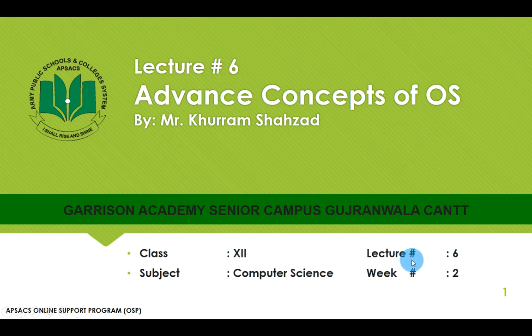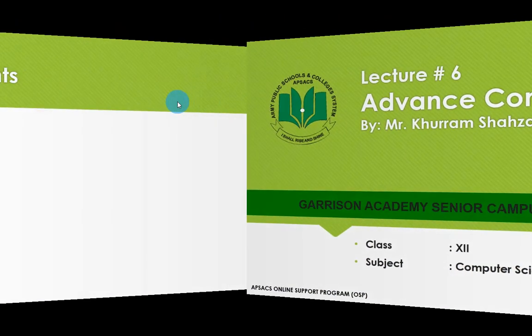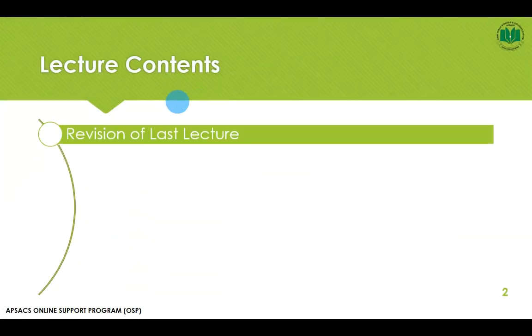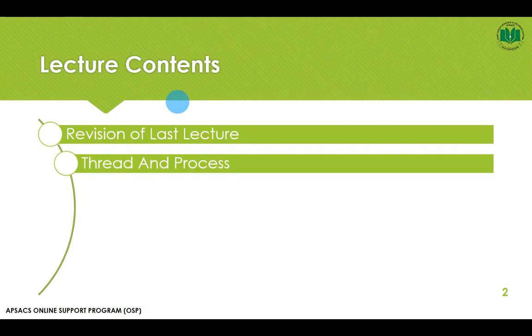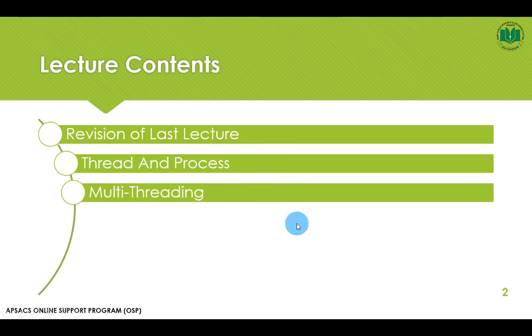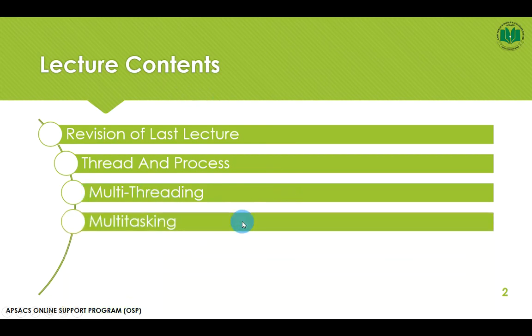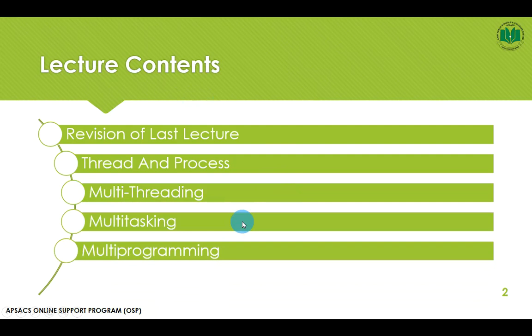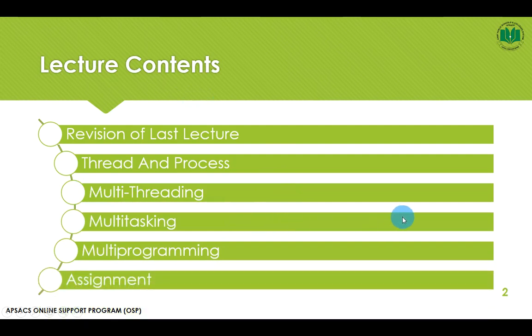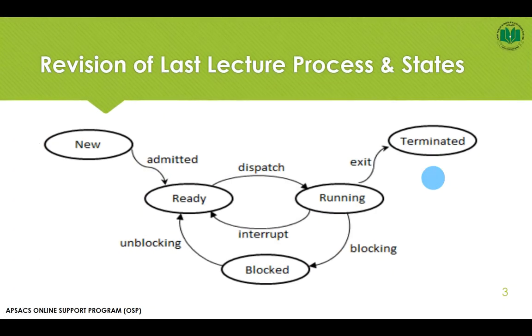I'm here with this sixth lecture, which is the last lecture of the week and the last lecture of the chapter. This chapter is basically based on the advanced concepts of an operating system. In this lecture, we will revise the last lecture, then discuss what a thread and a process are and the difference between them. Then we will discuss multi-threading, multitasking, and multi-programming, and then I will assign you some questions that you have to answer before the lecture ends. So let's get started with the last lecture revision.